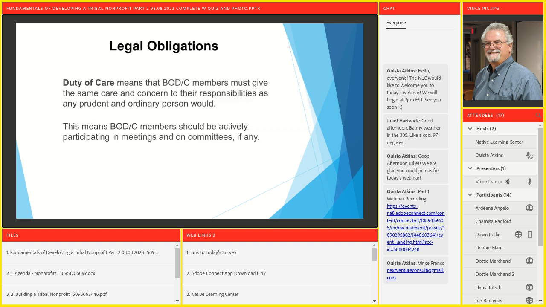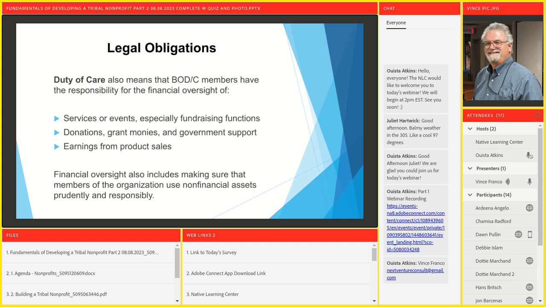There's a little bit more on duty of care. It means that board members must give the same care and concern to their responsibilities as any prudent or ordinary person would. This means board members should be actively participating in meetings on a regular basis and any other committees, ad hoc, advisory, as they are used and as the organization grows. Duty of care also means members have the responsibility for financial and operational oversight of services and events, especially fundraising functions. The rest of this is fundraising, donations, grants, government support, earnings from product sales. That's all fundraising. So financial oversight also includes making sure that members of the organization use all assets prudently and responsibly.